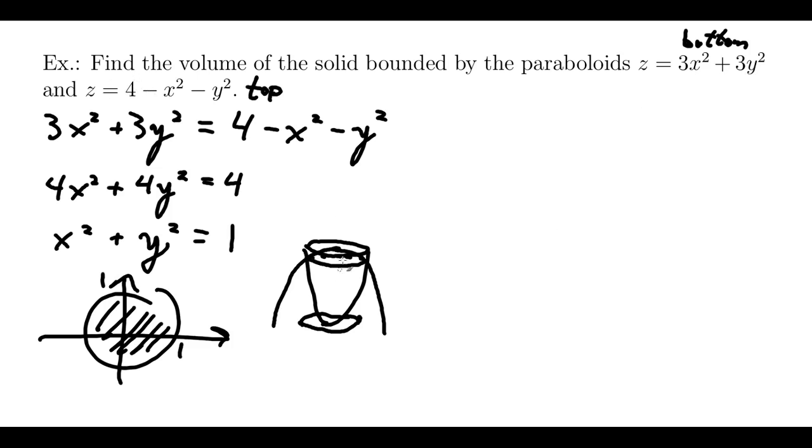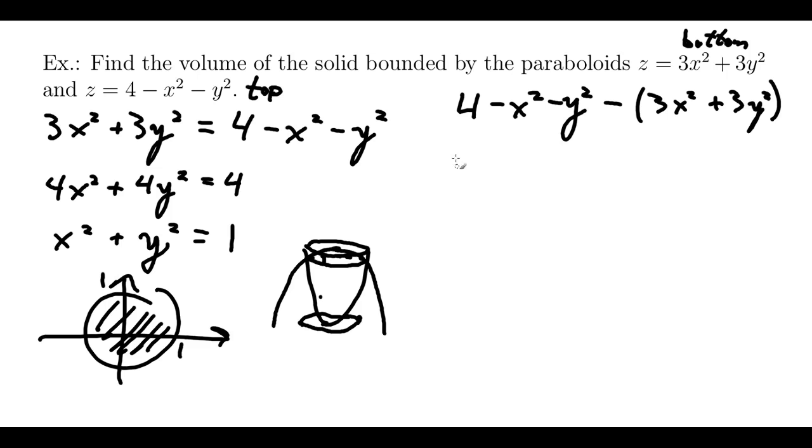Now, this is important because we want to describe, then, the difference between these things. So in order to find the volume, we need to know the difference in heights between the upper and lower. So we need to take the upper surface, 4 minus x squared minus y squared, and subtract the lower surface, 3x squared plus 3y squared. So we have 4 minus 4x squared minus 4y squared. So that's not too bad.